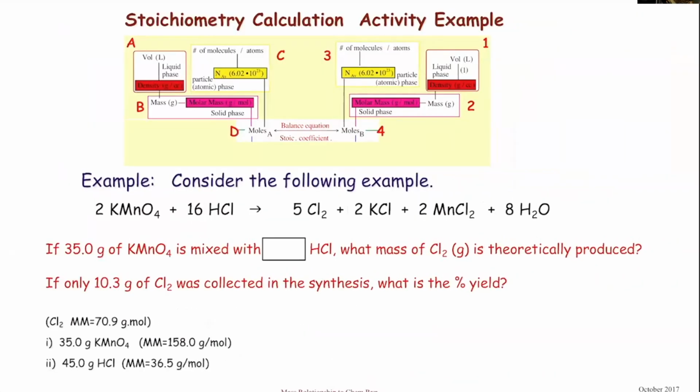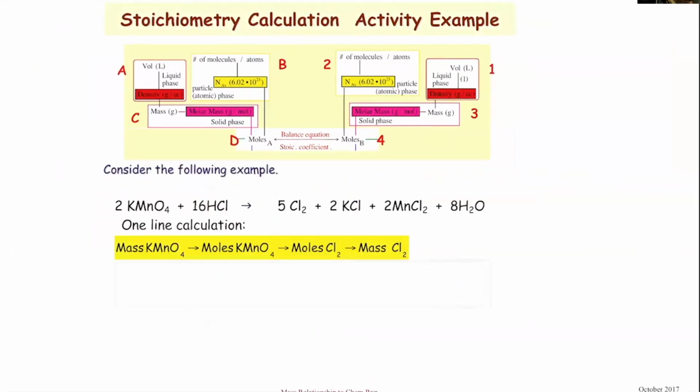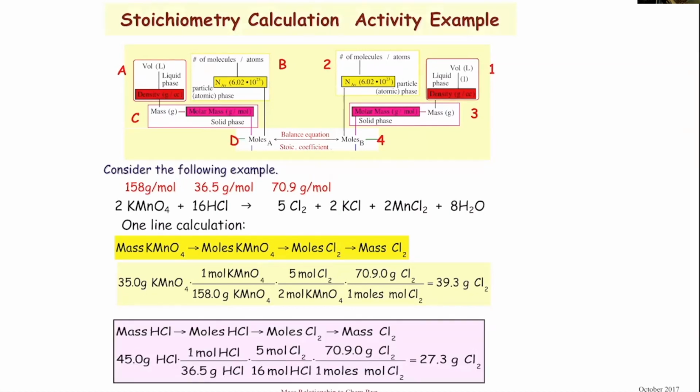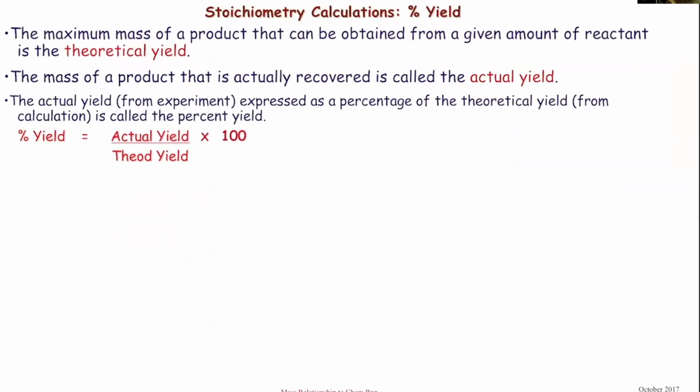See that in the next page here. These are just the calculations. If you read the lecture notes, 39.3, which was correct in what we got, and then 27.3, which was correct in what we calculated. And this is the last part, the theoretical yield, actual over theoretical.